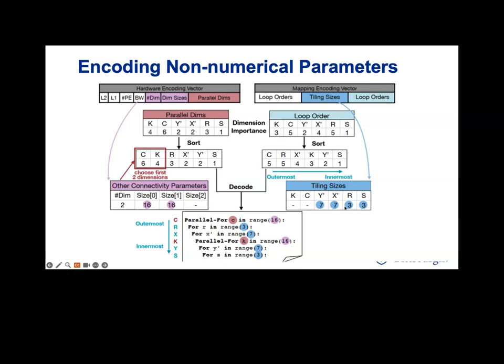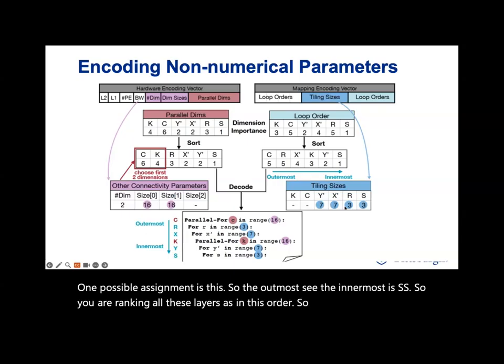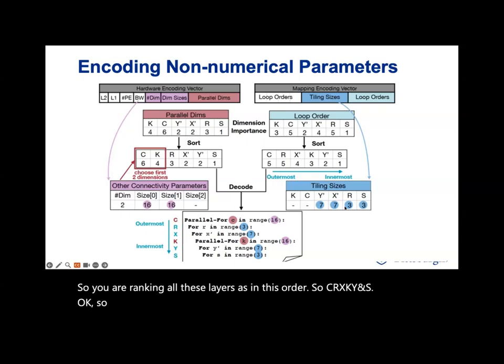One possible assignment is this. The outermost is C, the innermost is S. So you are ranking all these layers in this order: C, R, X, K, Y, and S. So by just converting this index ordering problem to a weight assigning problem, you can do this search. So that's the takeaway.